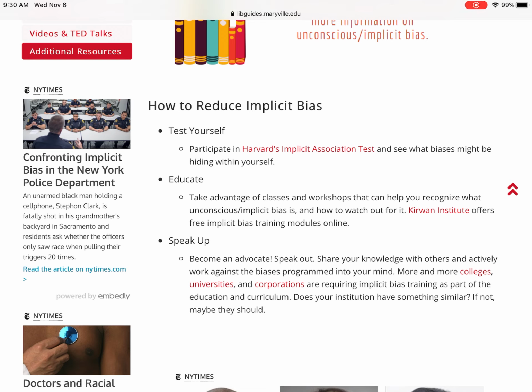I've included just some general guidelines to help you. One example is just to test yourself. Before I had actually done Harvard's implicit association test, I didn't really recognize that maybe I had implicit bias. It's a very interesting test, and it's free, and I suggest anyone take it because it really makes you recognize that implicit bias is a real thing, and it is something we should be talking more about and identifying, but you can't identify it until you see it within yourself, right?